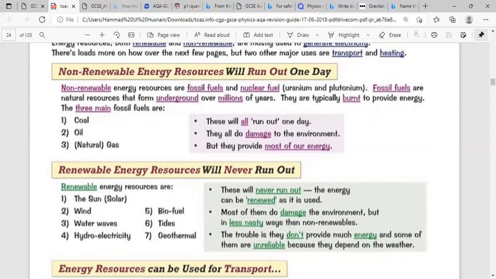Tala, are you following me till here? Yeah. Okay. So these will never run out. The energy can be renewed as it is used.